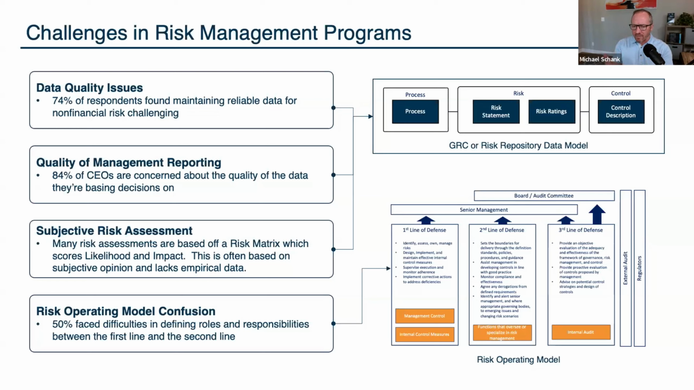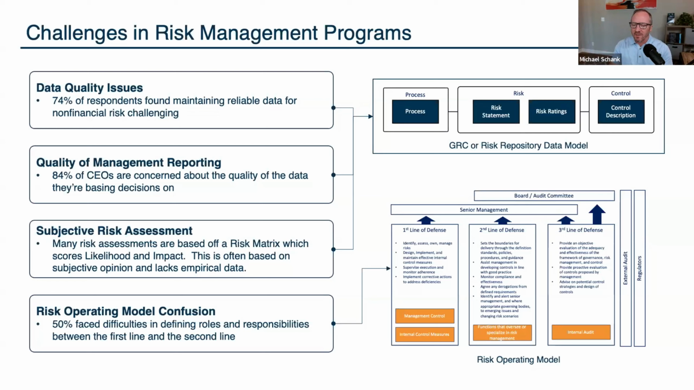And then last is the risk operating model. I know not every organization uses the three lines of defense model, but whatever model you follow, I found this other stat that said 50% of organizations face difficulty in identifying the roles and responsibilities between the first and second line. And really, in the three lines of defense, the first line is the business. They own the processes, they own executing controls, and they're closest to the ground, and they need to be aware of what they're responsible for.